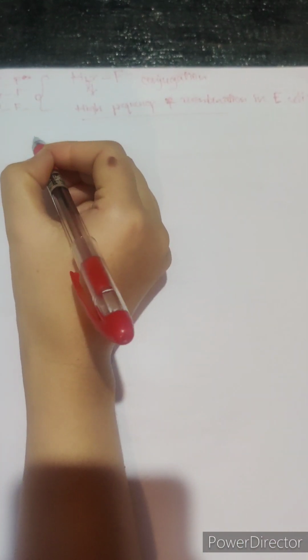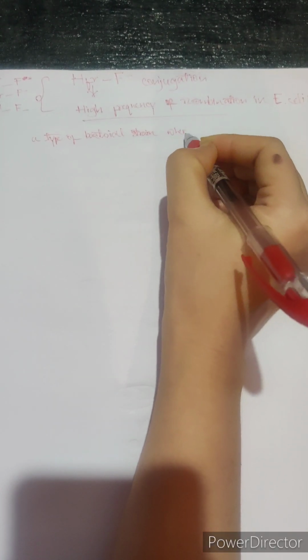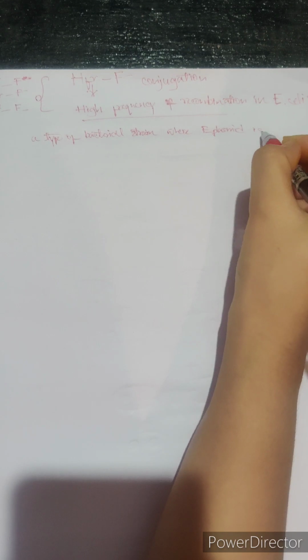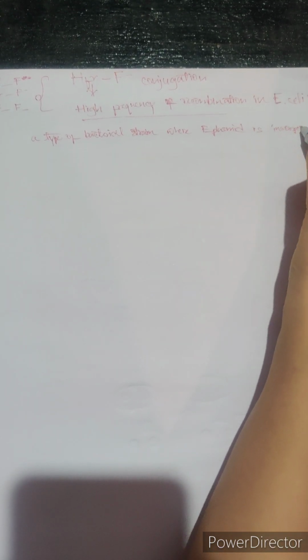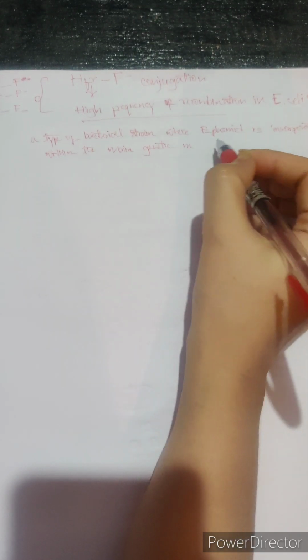So what is Hfr? An Hfr strain is a type of bacterial strain where the F plasmid is incorporated within the main genetic material.